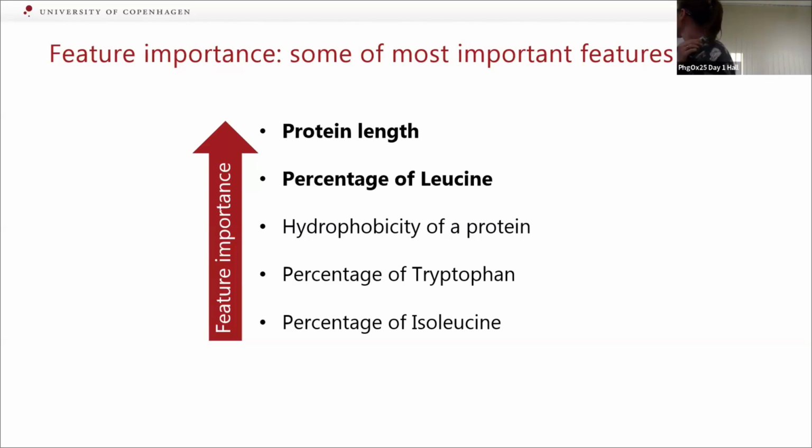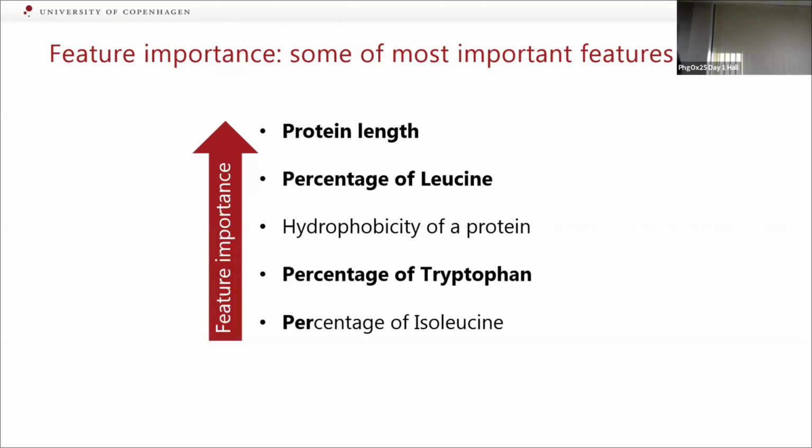But I thought the interesting ones were the percentages of the amino acids leucine, tryptophan, and isoleucine. It's because in our list of features, we had percentages of all the amino acids, but those were the most important for Phager. They were most helpful for Phager to say, okay, this is a phage. I don't know if phage proteins tend to have less or more of those amino acids. We're going to look into it in the future.